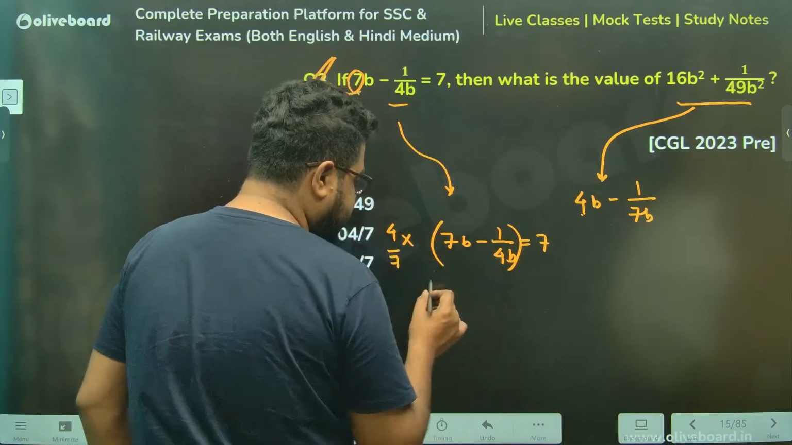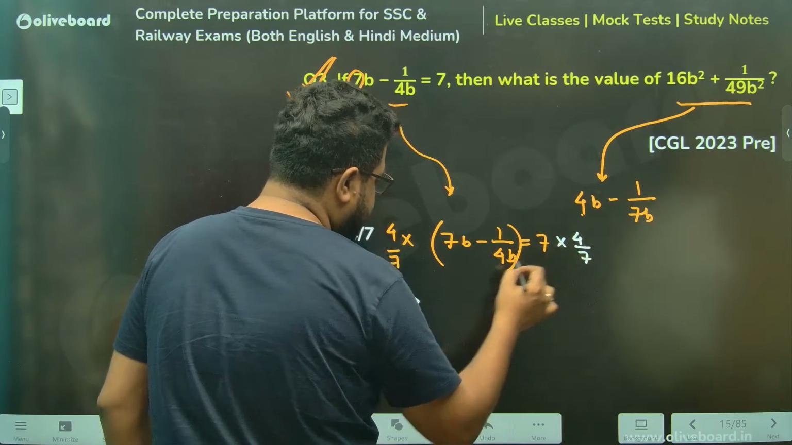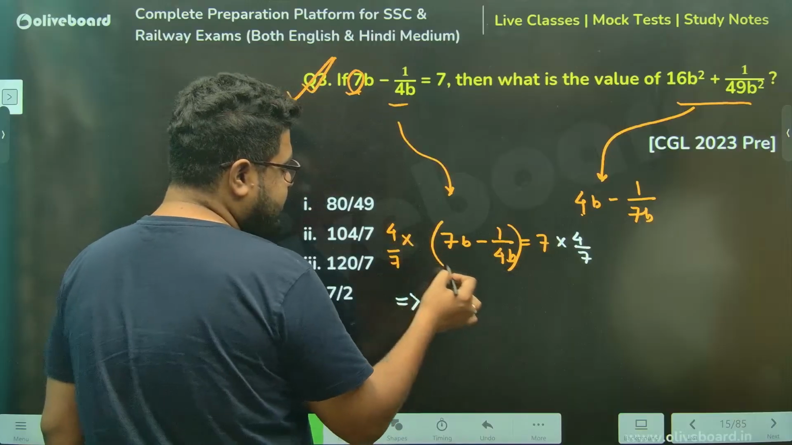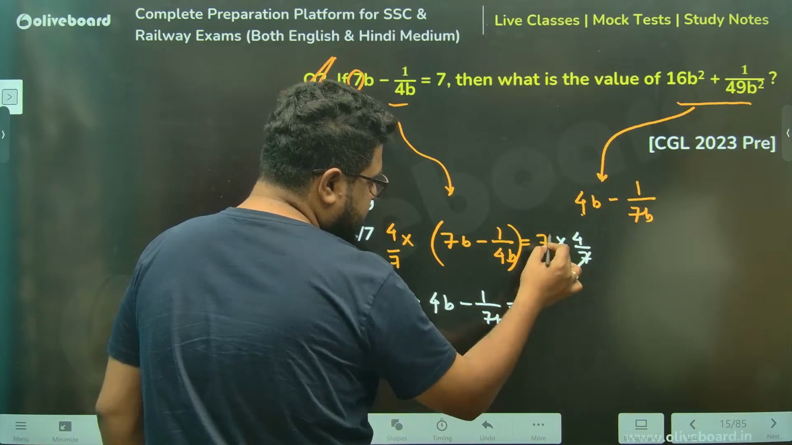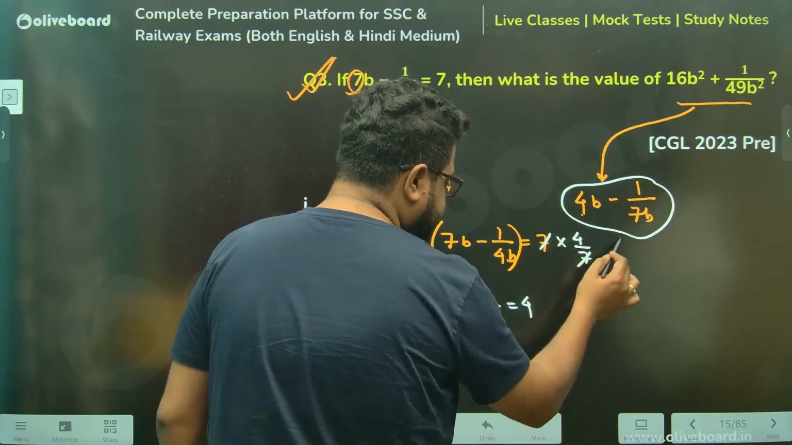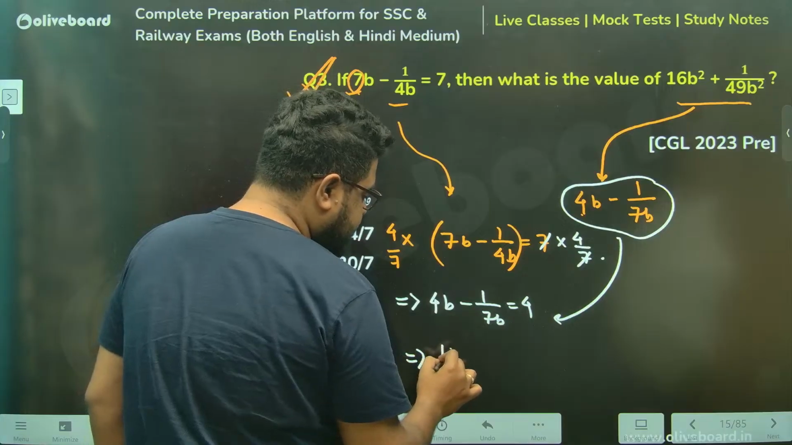You see what will happen? On this side also I need to do 4 by 7. So this is 4b, and here 4 and 4 cancel. I am getting 1 by 7b. Is it automatic, sir? Absolutely automatic. You see, this value is given to you. Then to get to that, just square it.